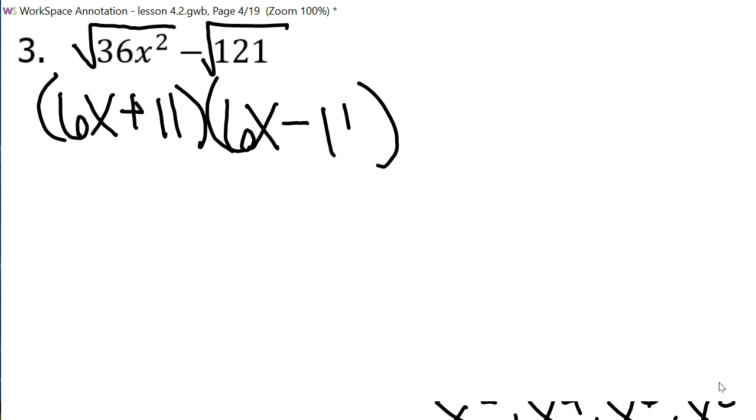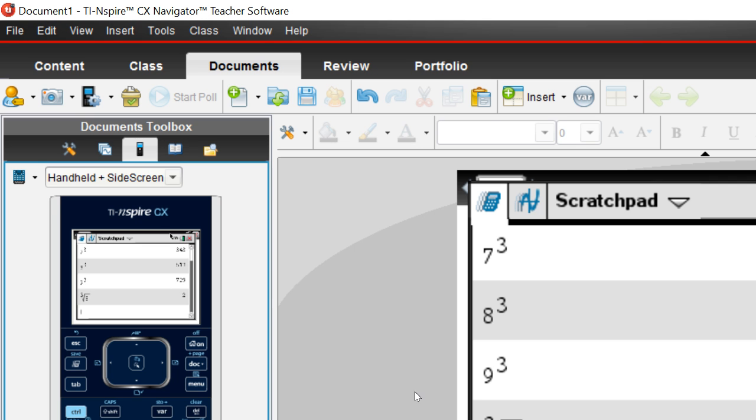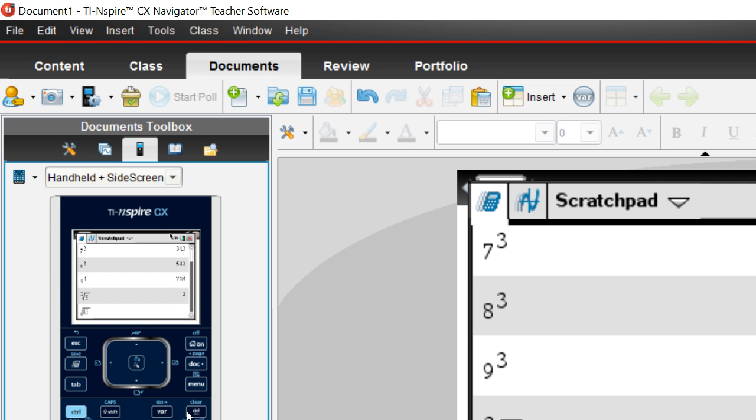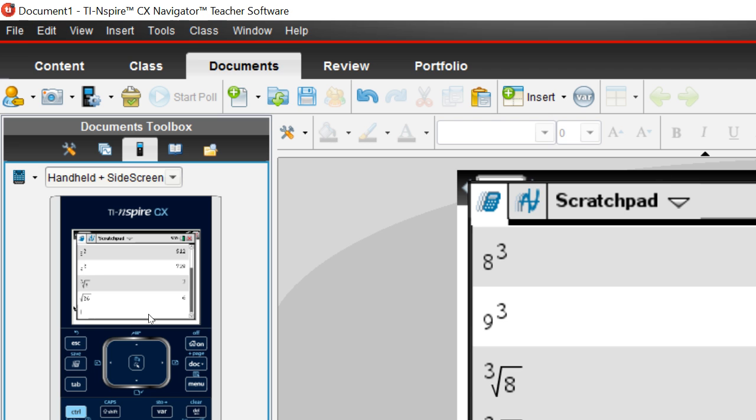Is there a way to do the square roots in the calculator? Yeah. So for square root, you'll need to do control x squared. So if you wanted the square root of 36, do control x squared, and square root of 36, you get 6.